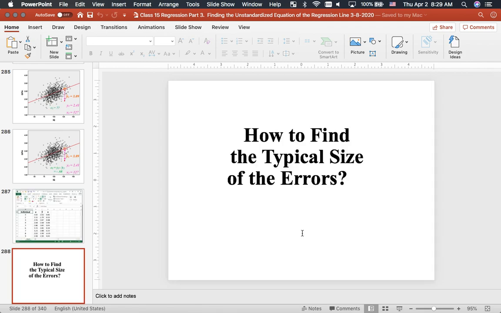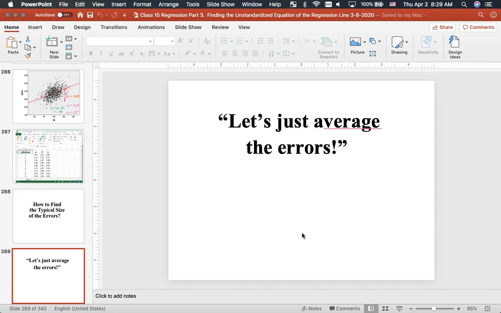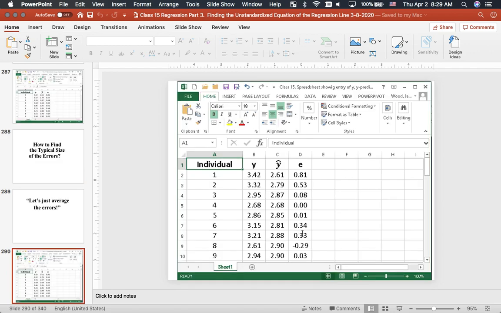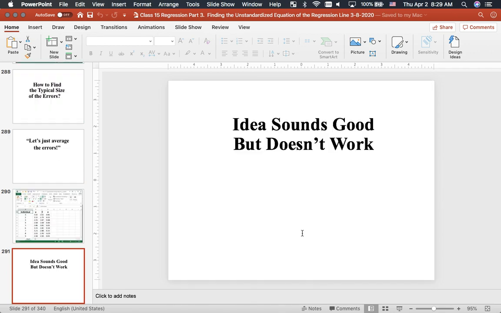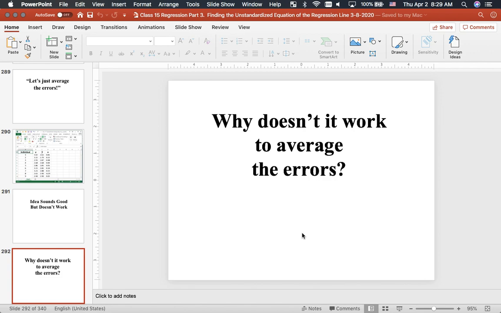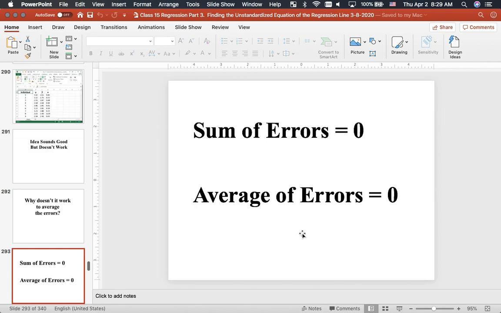What if we want to know the typical size of the errors? How much our regression is off in general, the typical size of these errors. We can just say, let's just average the errors. Let's look at that. Guess what? It sounds good, but it doesn't work. Why doesn't it work? The sum of the errors is 0, and the average of the errors is also 0.